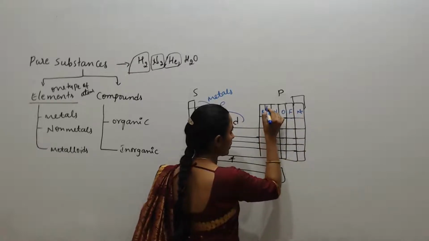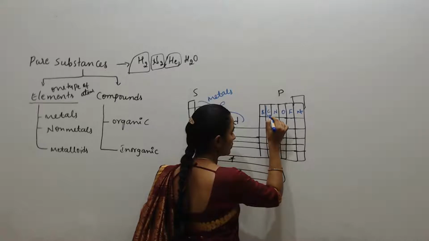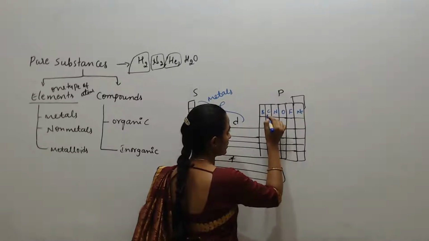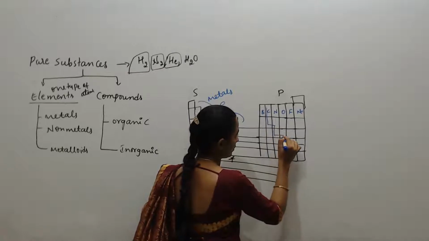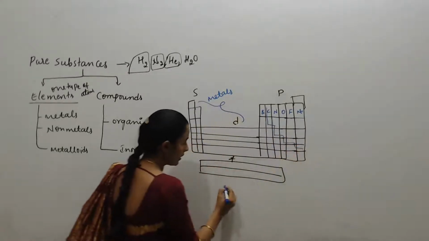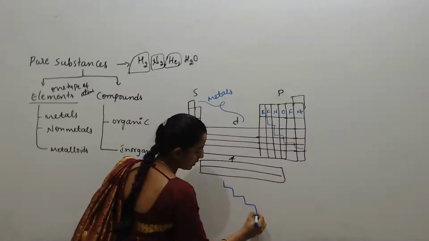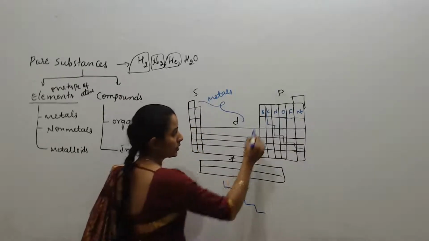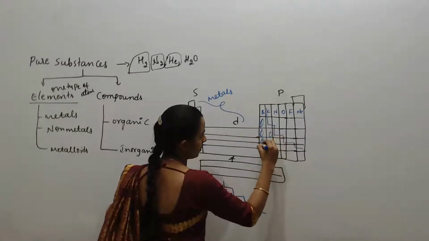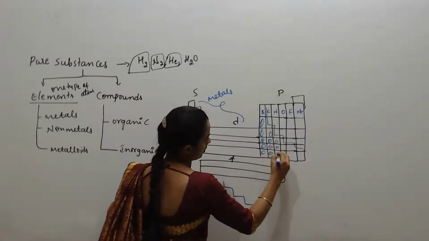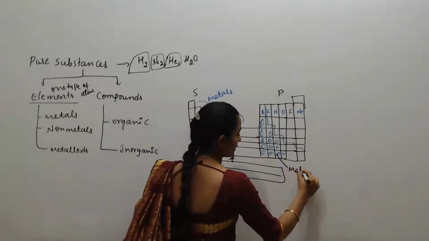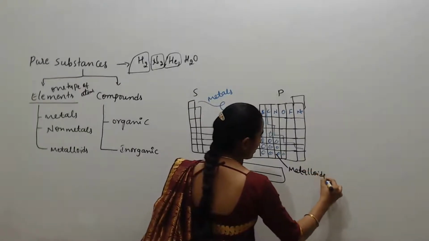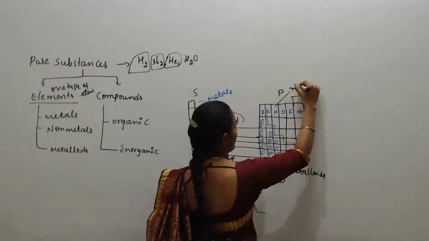From here, I am telling, there is a step in this manner. So in the P block, this part is all what? Metalloids. This part is what? Metalloids. And this one is non-metals.